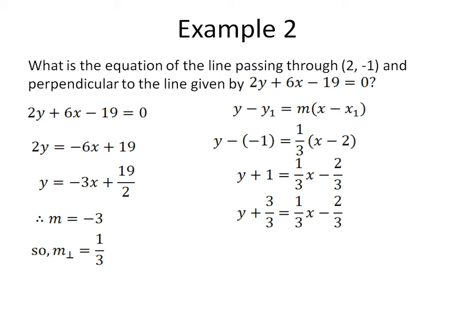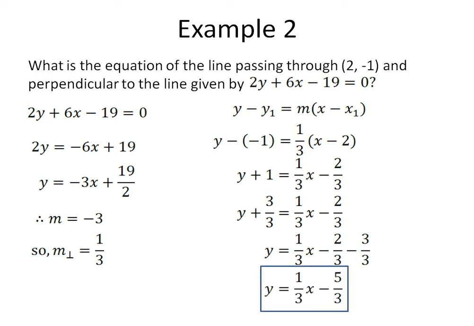Subtract the 1 from both sides. Actually, what I did here is I got a common denominator to begin with, so the 1 becomes 3 over 3. So I subtract the 3 over 3 from both sides. That gives me y equals 1/3 x minus 2/3 minus 3/3, which is y equals 1/3 x minus 5/3.